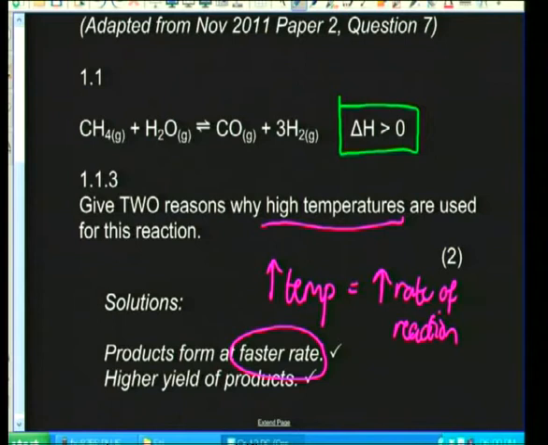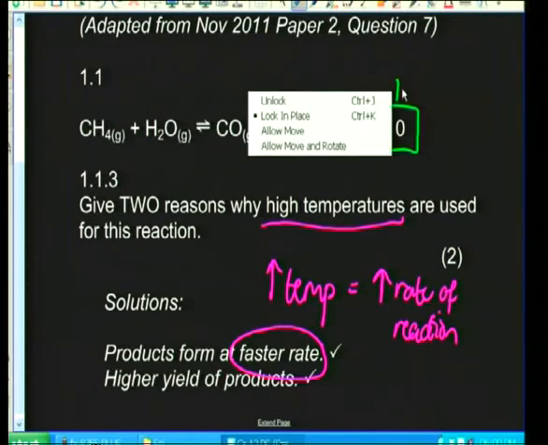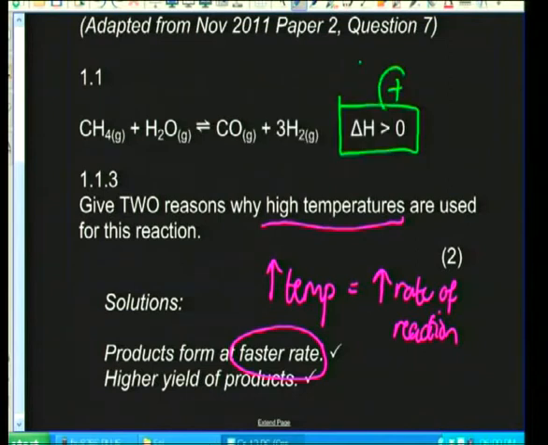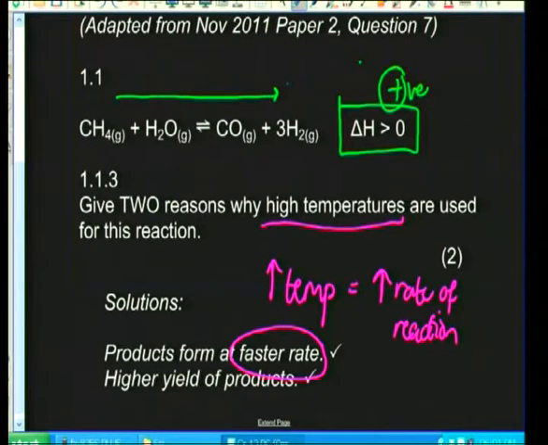It is saying that delta H is greater than 0, which means it is a positive value. If it's a positive value, if it's greater than 0, that means that the forward reaction overall is going to be endothermic. Endothermic means it takes in energy.